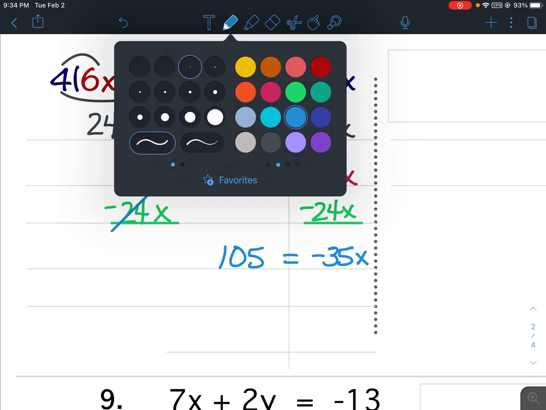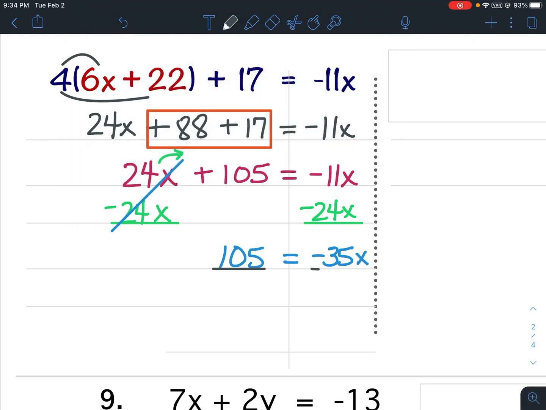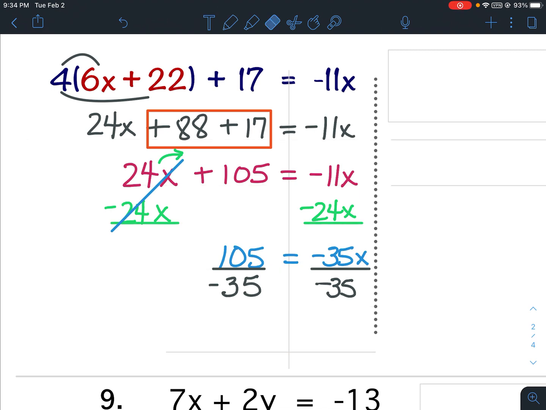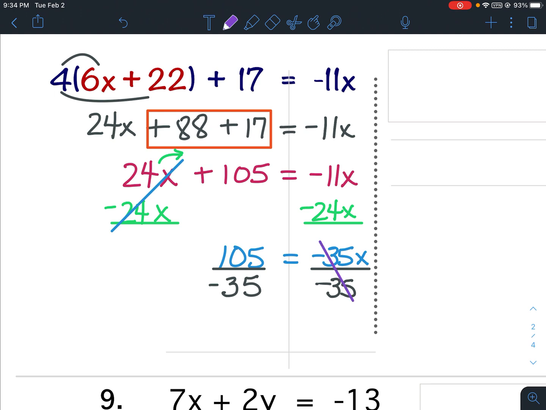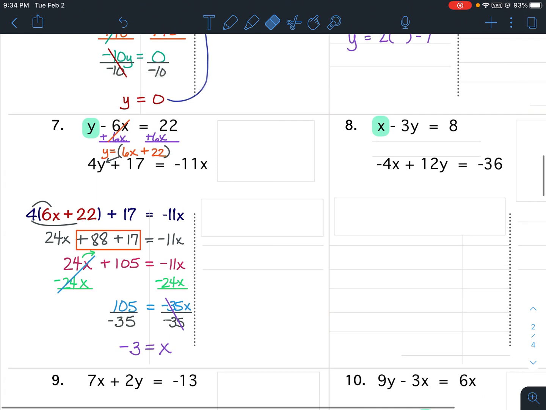All right, last step is to isolate the variable. So I'm going to divide both sides by negative 35. All right, your negative 35s will cancel. 105 divided by negative 35 is negative 3. So we have that x equals negative 3. Since we got the variable x equals a number, that means this is going to be a one solution problem.